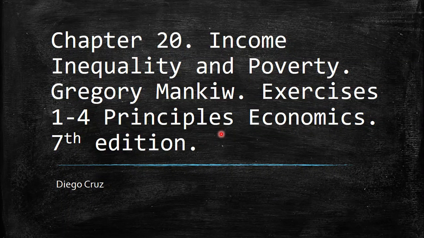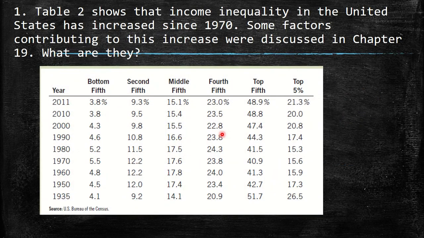We're going to discuss exercises 1 to 4 of chapter 20. This is the chapter on income inequality and poverty. Remember, this is the book by Gregory Mankiw, Principles of Economics. The first question says, Table 2 shows that income inequality in the United States has increased since 1970.